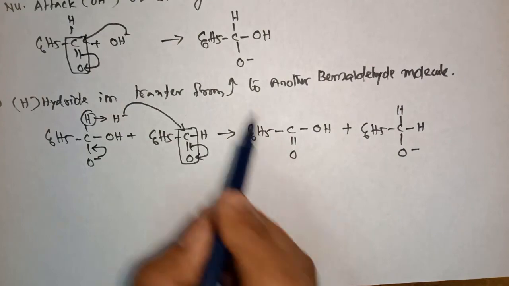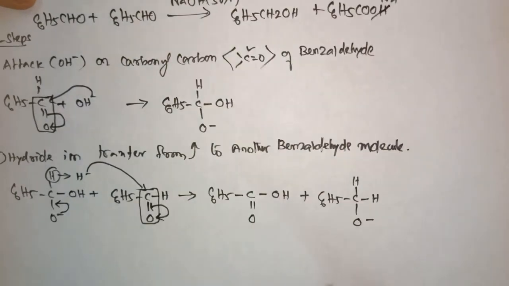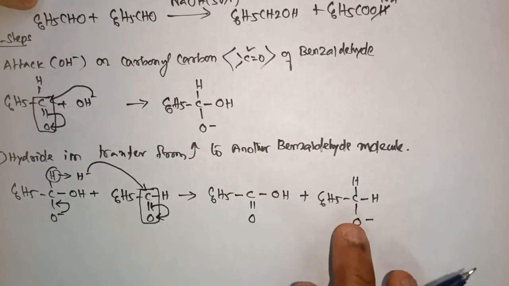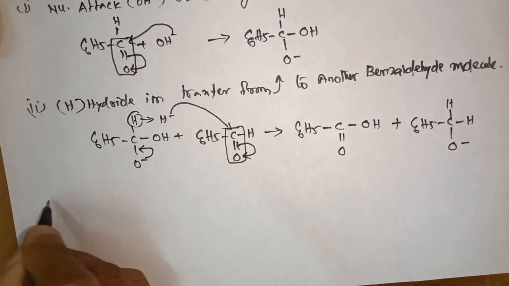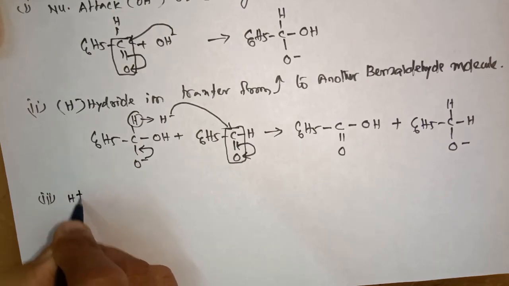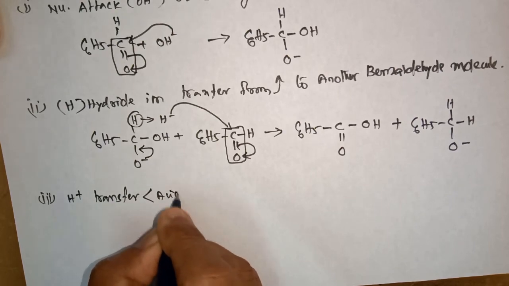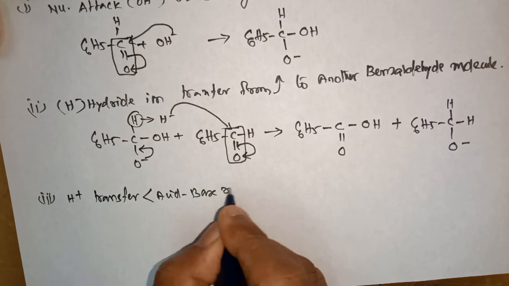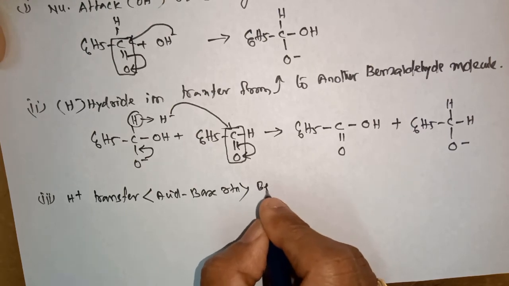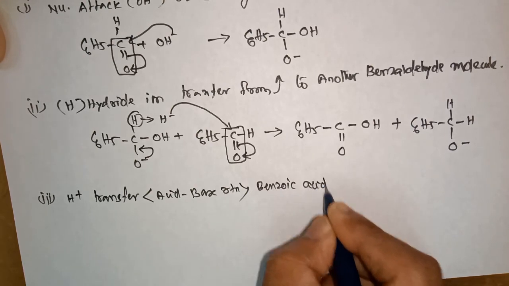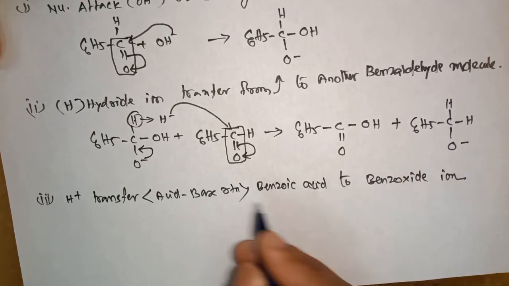Now in this reaction we showed the formation of benzyl alcohol, but it is the benzoxide ion. You convert this to benzyl alcohol. So from this to this, what happened? H plus ion transfer. Now the third step I write here: H plus transfer. In the book it is given as an acid base reaction. H plus ion transfers from benzoic acid to the benzoxide ion.